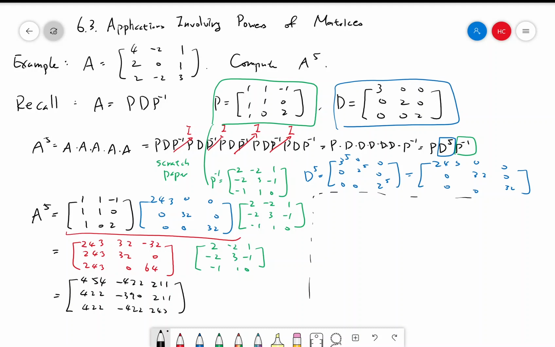If you're not convinced, you can raise to a higher power. So this applies to any power. A to the k, for any integer k, is equal to P times D to the kth power times P inverse. So diagonalization gives you an easier way to calculate powers of matrices. Because if k is 100, there's no way you can multiply A by itself 100 times. But it's not hard to calculate D to the 100 because D is the diagonal matrix. So instead of doing multiplication 100 times, all you need to do is doing multiplication 3 times.